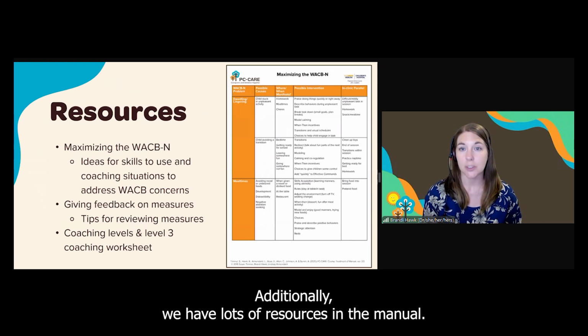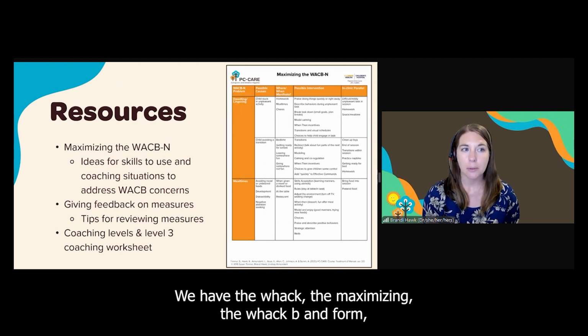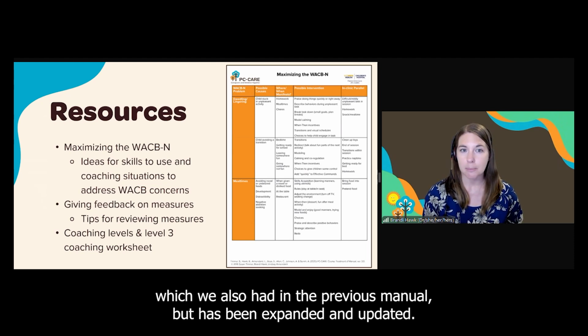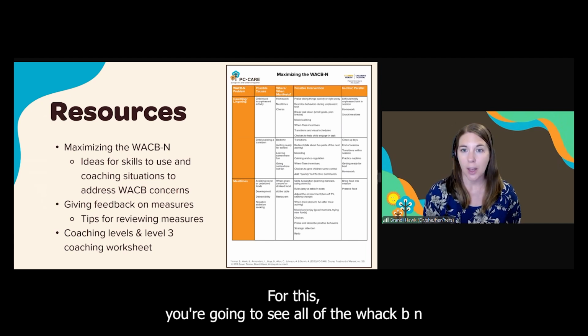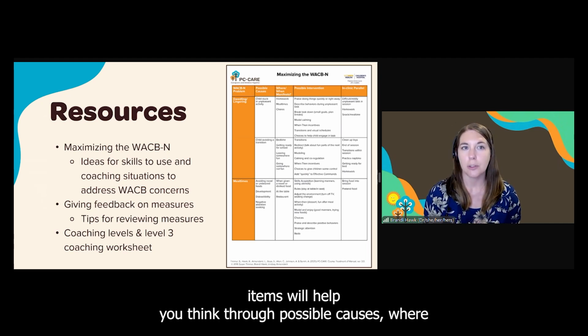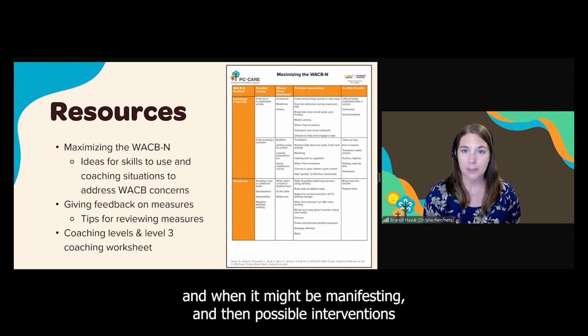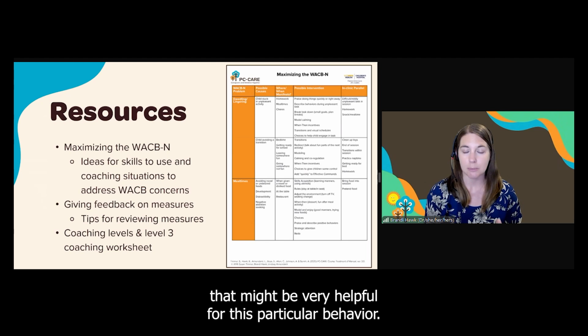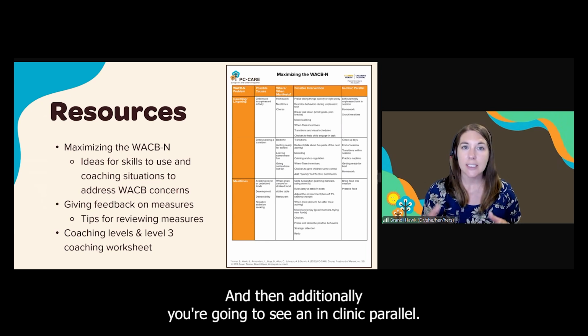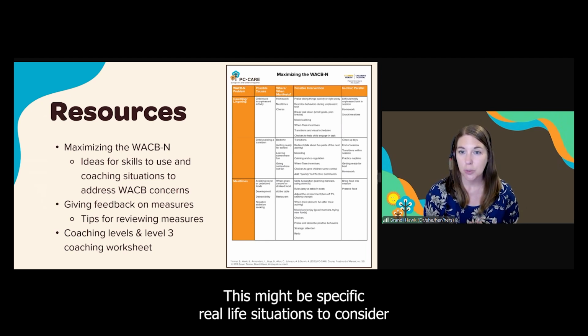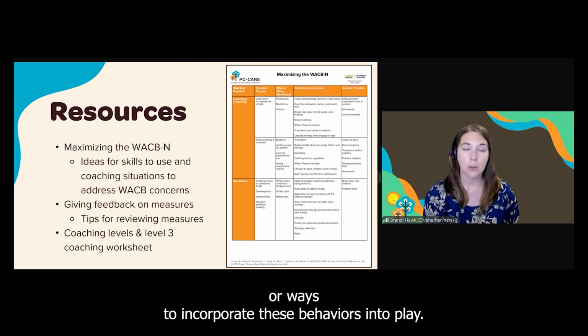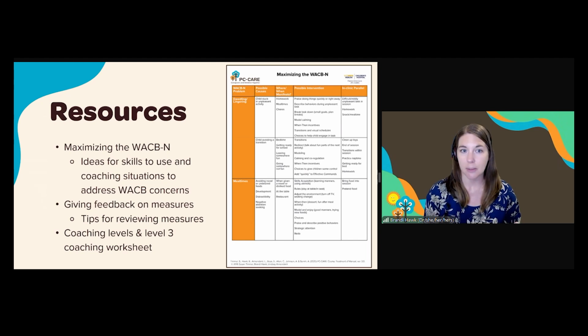Additionally, we have lots of resources in the manual. We have the Maximizing the WACB-N form, which we also had in the previous manual but has been expanded and updated. For this, you're going to see all of the WACB-N items, help you think through possible causes, where and when it might be manifesting, and then possible interventions that might be very helpful for this particular behavior. And then additionally, you're going to see an in-clinic parallel.